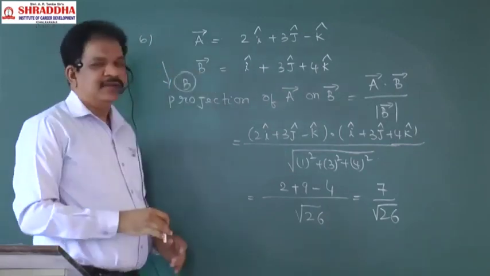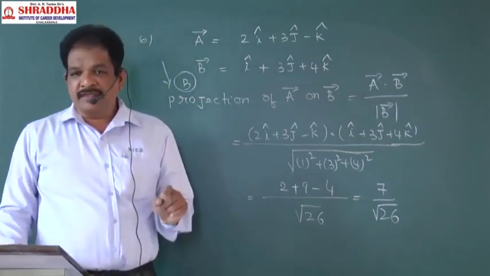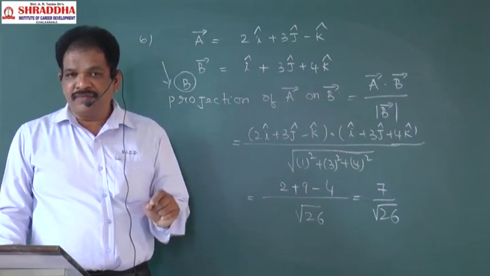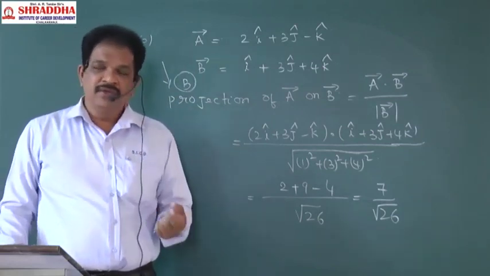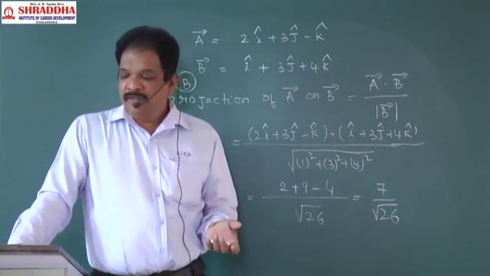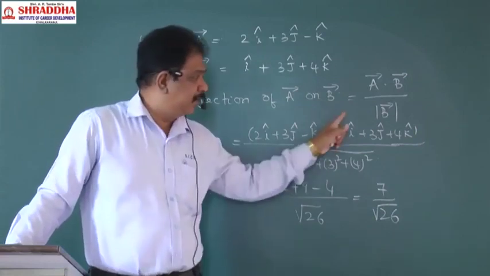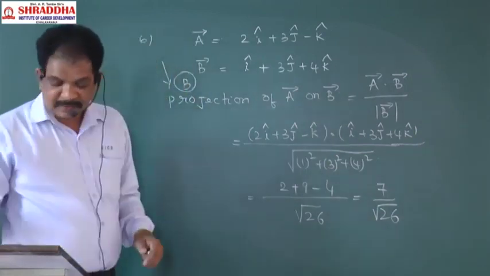Am I clear? Simple only. A bar, B bar is given. They are asking find the projection of A bar on B bar. Projection of A bar on B bar, what is the formula? A bar dot B bar by modulus of B bar. That is the question. Next.